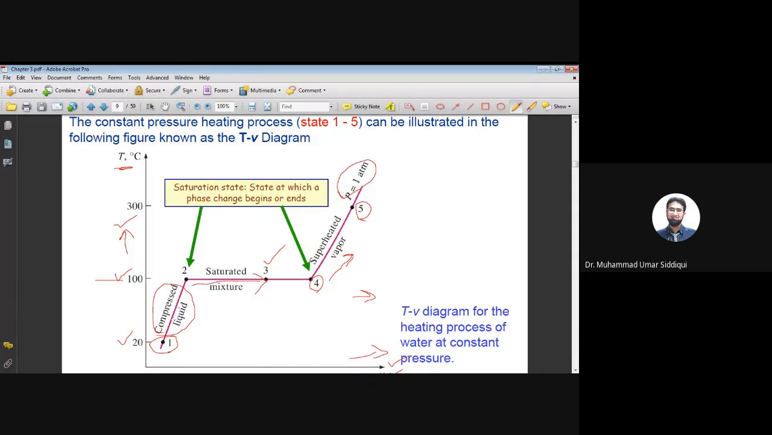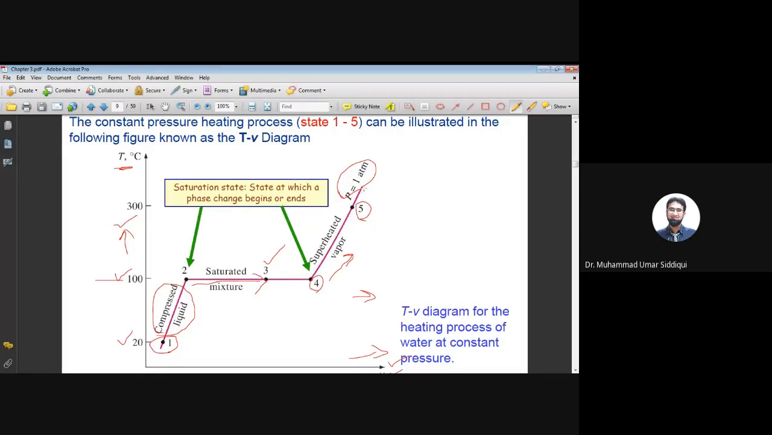Okay, so you have compressed liquid, and this is the saturation region. The saturation region starts from 2 to 4, where 2 is saturated liquid, 4 is saturated vapor, and 3 is a mixture of liquid and vapor. Then after that, from 4 to 5, you have the superheated vapor. So this is for one specific pressure.